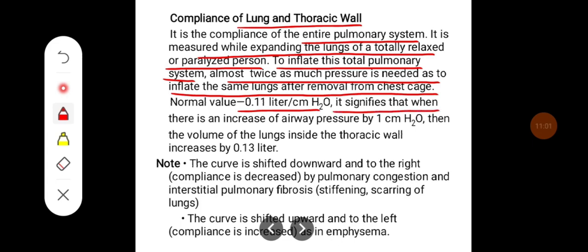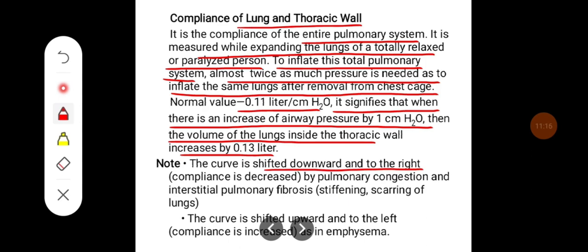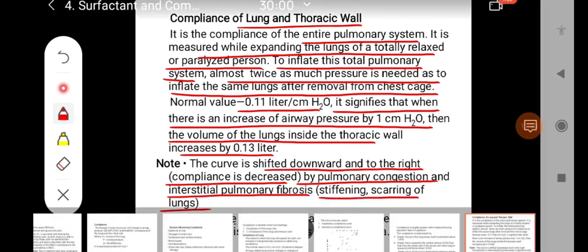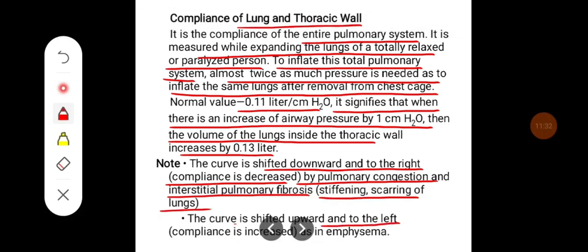It signifies that when there is an increase in airway pressure by 1 centimeter of water, then the volume of the lungs inside the thoracic wall increases by 0.13 liter. Note that the curve is shifted downwards and to the right, that is, compliance is reduced by pulmonary congestion and interstitial lung fibrosis or pulmonary fibrosis, where there will be stiffening and scarring of the lung tissue. The curve is shifted upwards and to the left in emphysema, where we say the compliance is increased.